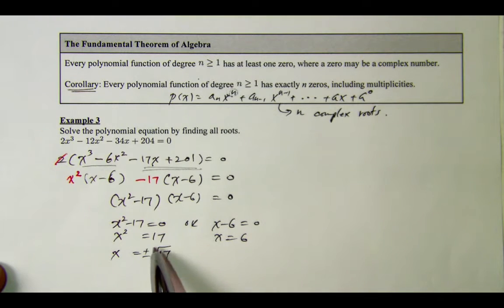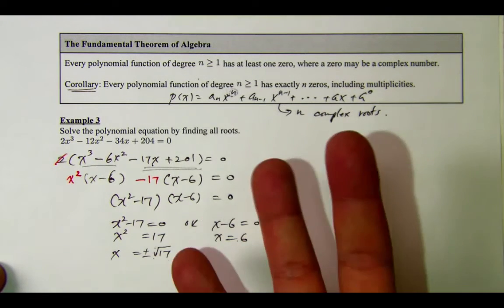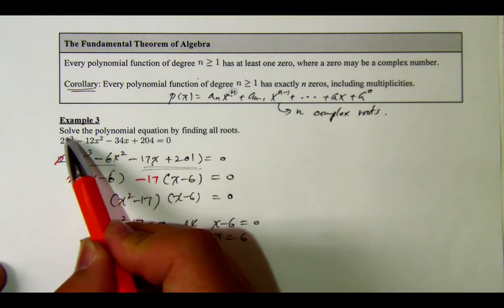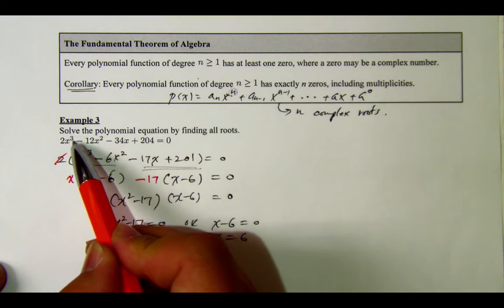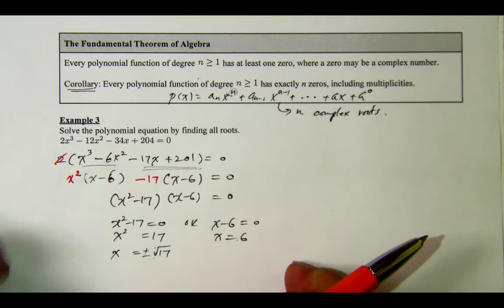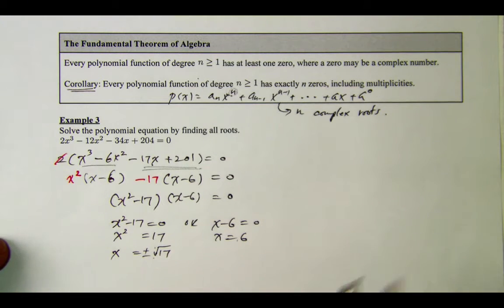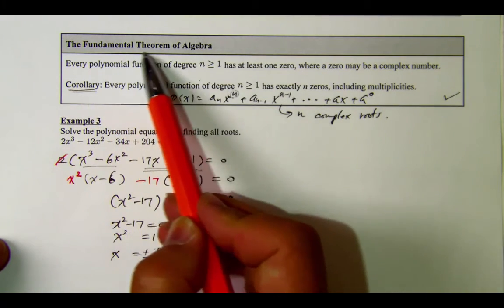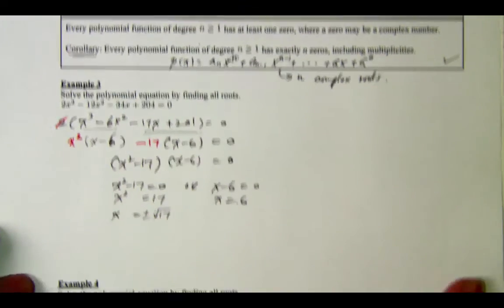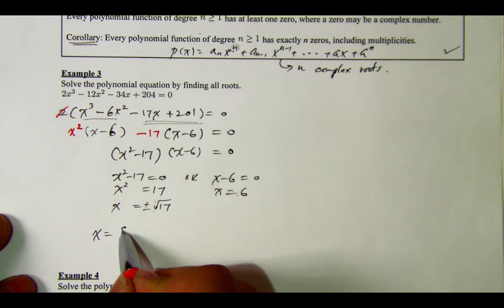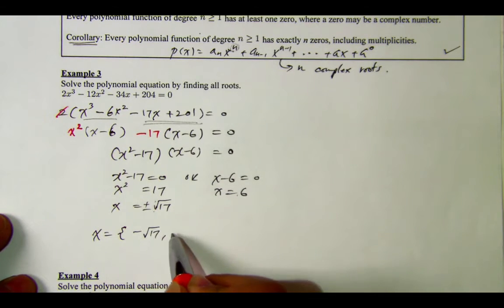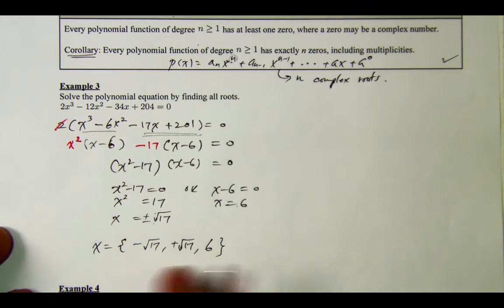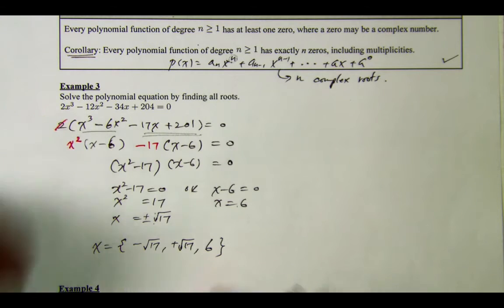So we got 1, 2, 3, 3 roots. And what's my leading coefficient? Sorry, the degree of the polynomial is 3. It matches, right? Good. I think we've known it for a while, but we have, for the first time, explicitly stated the fundamental theorem of algebra. Okay? So we state that my x answer is negative root 17, positive root 17, comma 6. Okay? We have 3 roots, and the degree is 3.